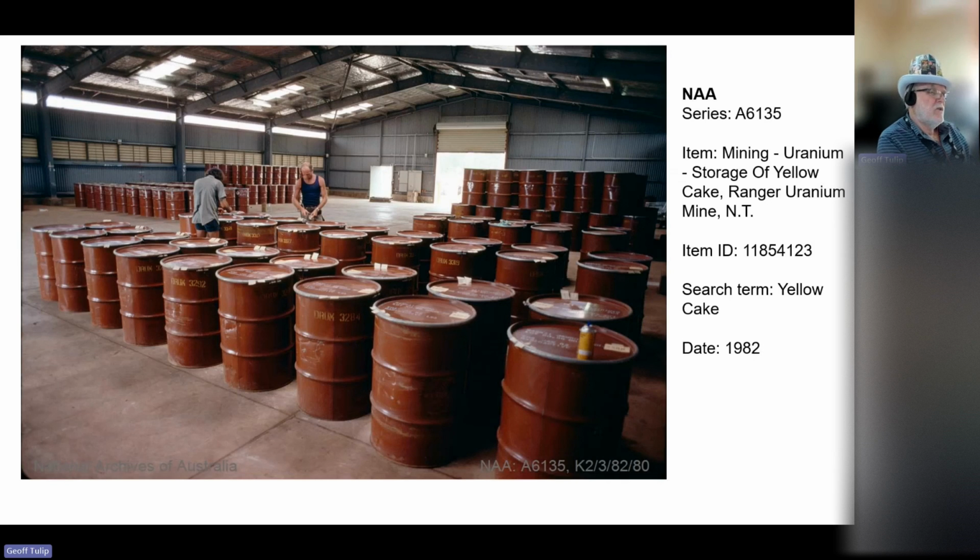And cake. Who doesn't do the search term cake? That goes along with chocolate and beer and all those other searches. So, mining uranium. Storage of yellow cake, Ranger uranium mine in the Northern Territory. Wearing a tank top and shorts must be part of the protective clothing issued to staff. Clearly, that's what they needed to wear there.